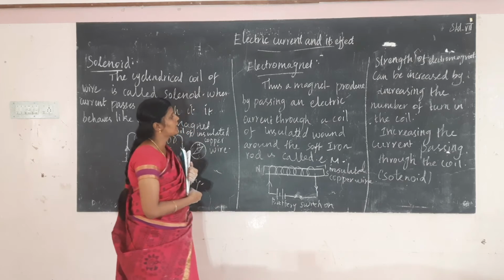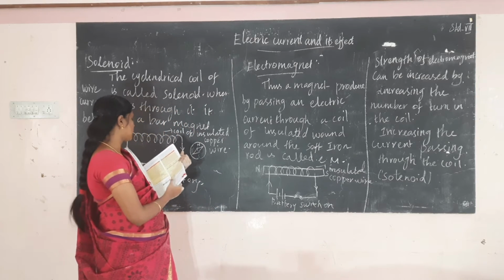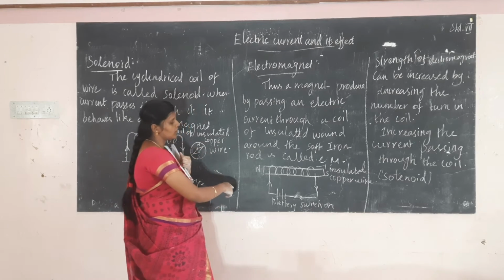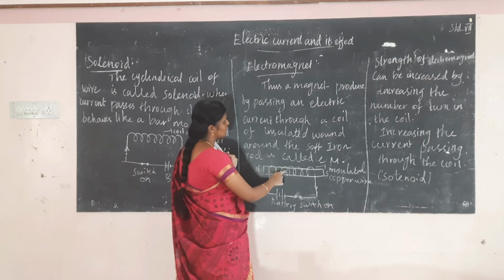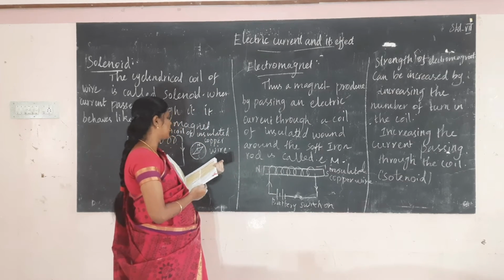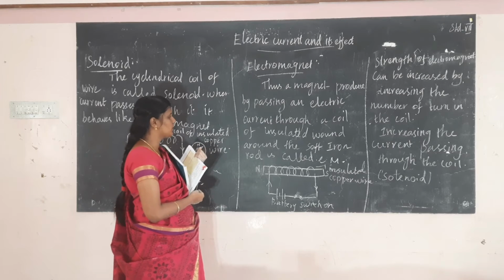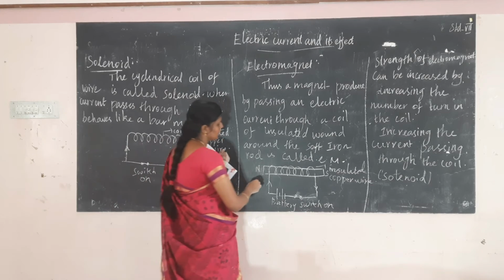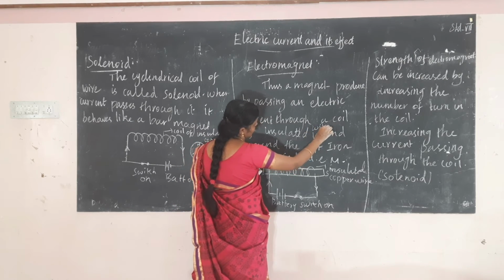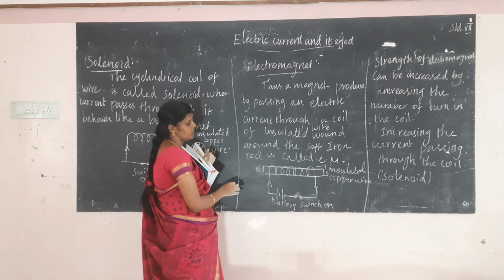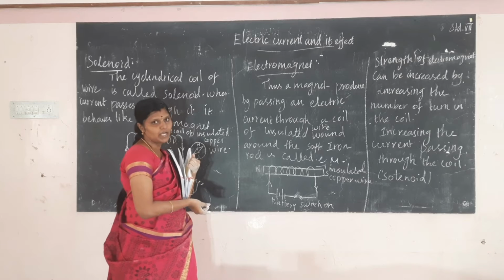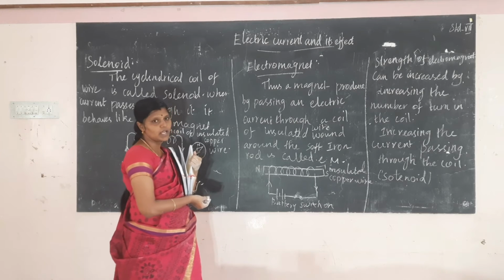An electromagnet is thus a magnet produced by passing an electric current through a coil of insulated wire wound around the soft iron rod. We have wound insulated wire around the soft iron rod. The iron rod behaves like a magnet. This is called an electromagnet.